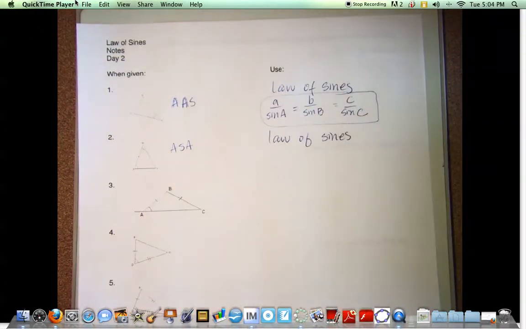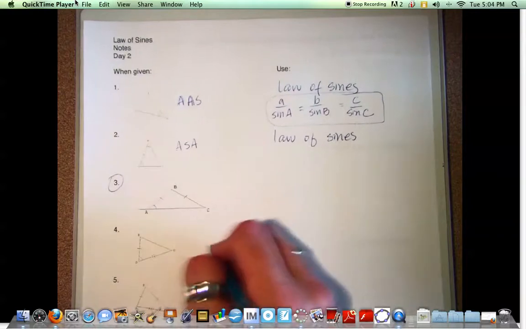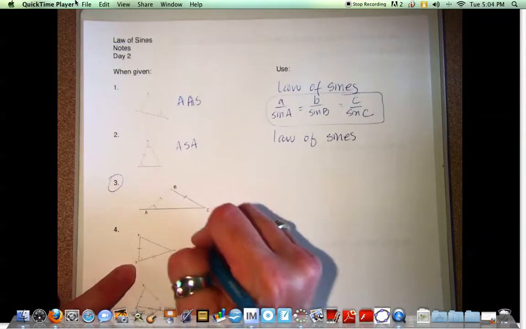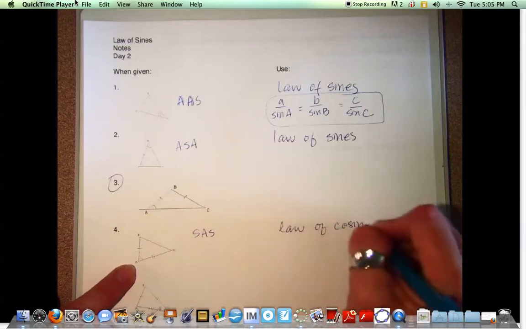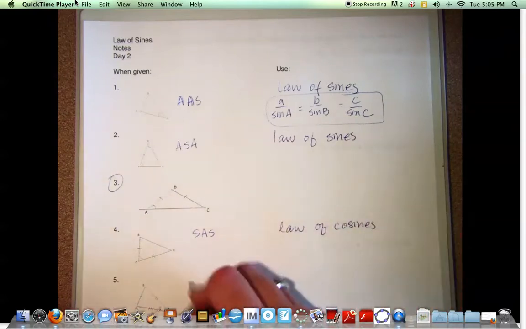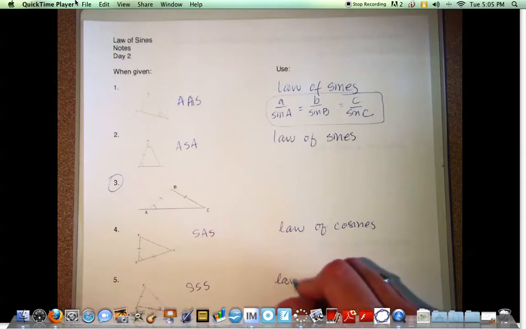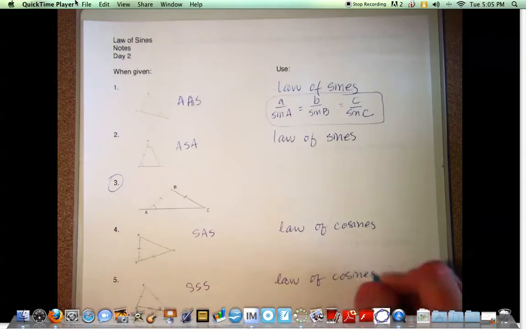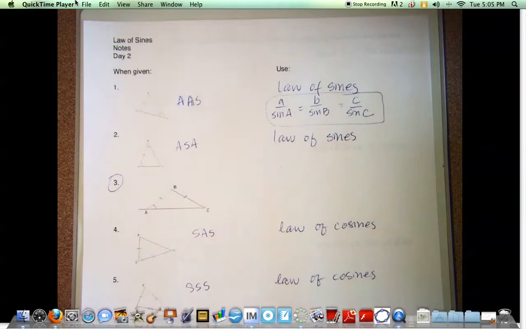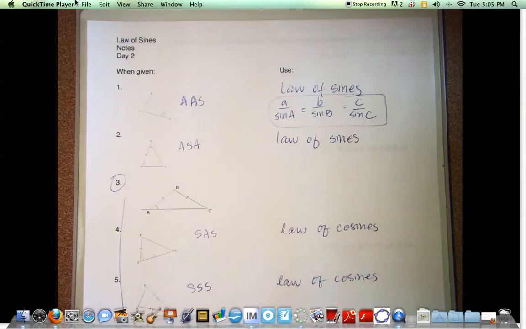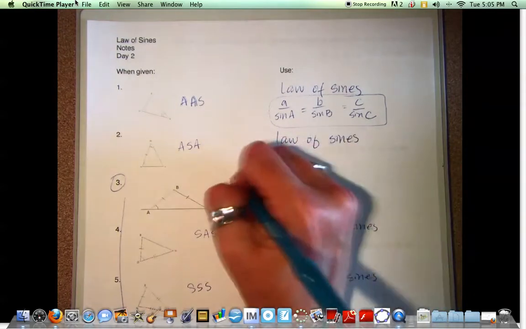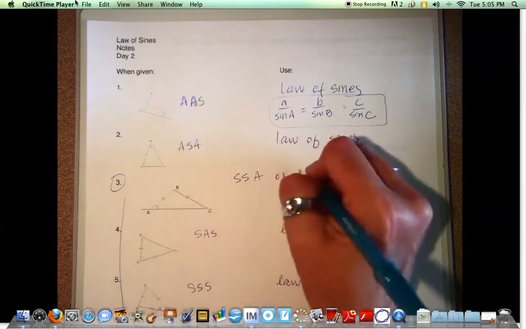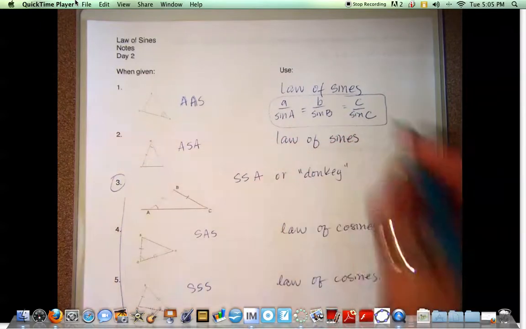All right, today we're going to look at number 3. Number 4 is side, angle, side, and that's going to be law of cosines. And number 5 is side, side, side. That's also going to be law of cosines, and we'll be looking at that the next couple days. Number 3 is what we refer to as the ambiguous case, because there's a couple different things that can happen with this. So this is referred to as the SSA, or the donkey case.